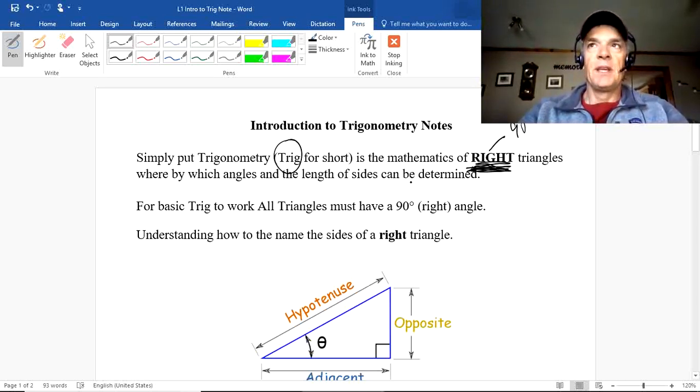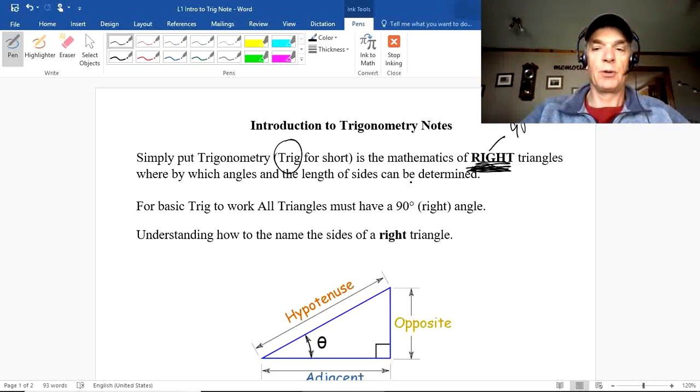Just as a side note, not that we're going to do that in this course because we're just looking at the basics, there are ways to expand trigonometry and use it for things that are not right triangles. But for right now, it's really important to understand right triangles only.